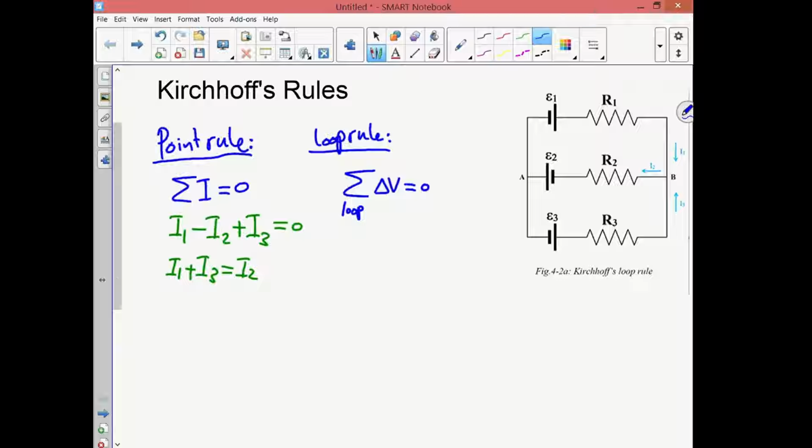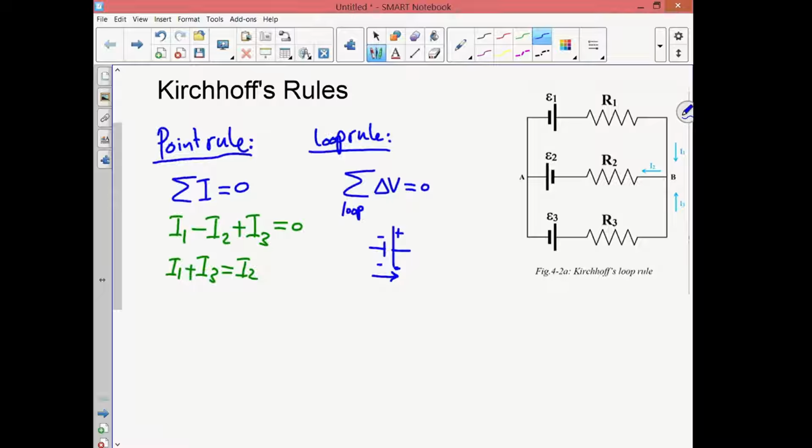Now, before we apply this rule, there are a couple of things that we have to understand. The first one is that for any battery, let's say that this is a battery here, always the positive side of the battery has higher potential than the negative side. So when we move from negative to positive, this means that we are moving from a point of low potential to a point of high potential.